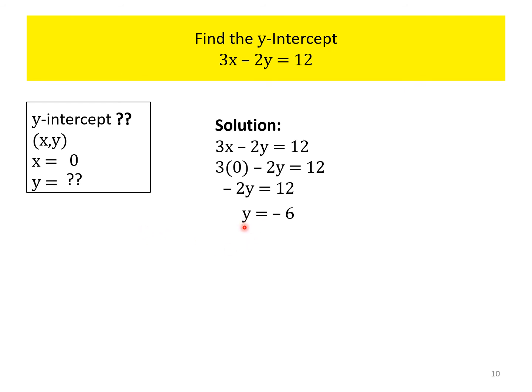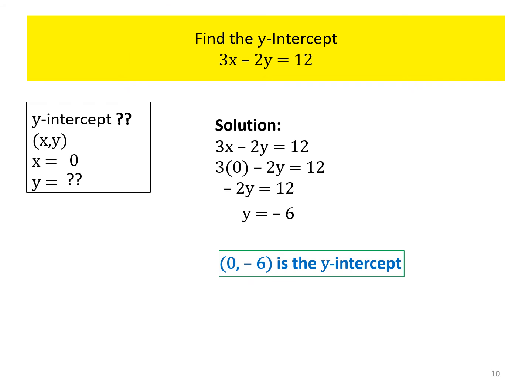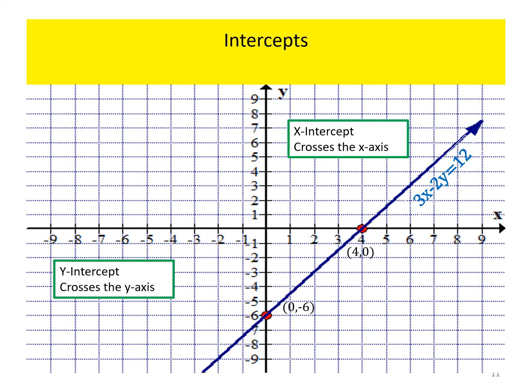Again, you have a y answer, and you looked for the y-intercept. So since it's a y value, the first x is 0, and the second for the y is -6. Make sure you put them in the proper place. Since we have 2 points, we can connect them, and you've now drawn the graph for 3x minus 2y equals 12. And again, notice that we have the x-intercept, where it crosses the x-axis, the y-intercept, where it crosses the y-axis.